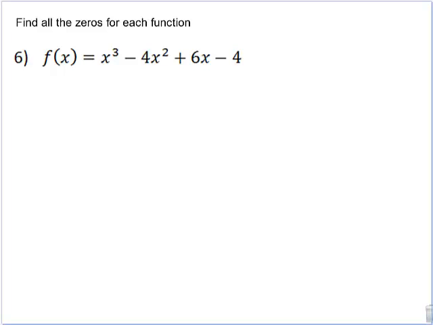Now, if you ever get a function here that you can see you can factor by grouping or some other type of factoring that we've already talked about, solve it that way. Okay? It's going to be a lot quicker. So if you see that you can do that, solve it like that. All right? But in this case, that's not going to work.